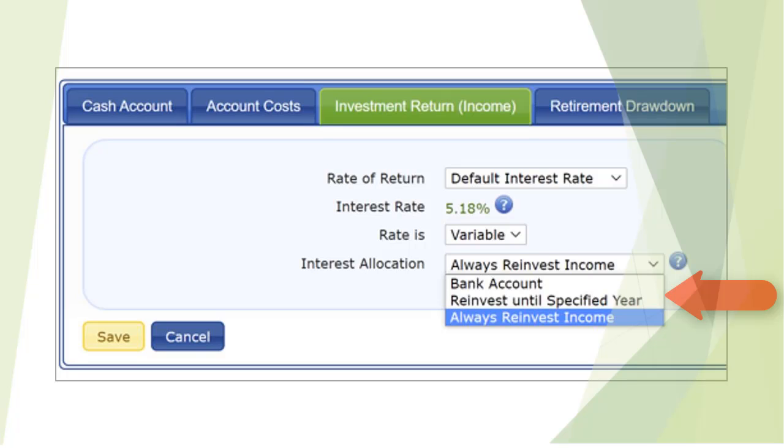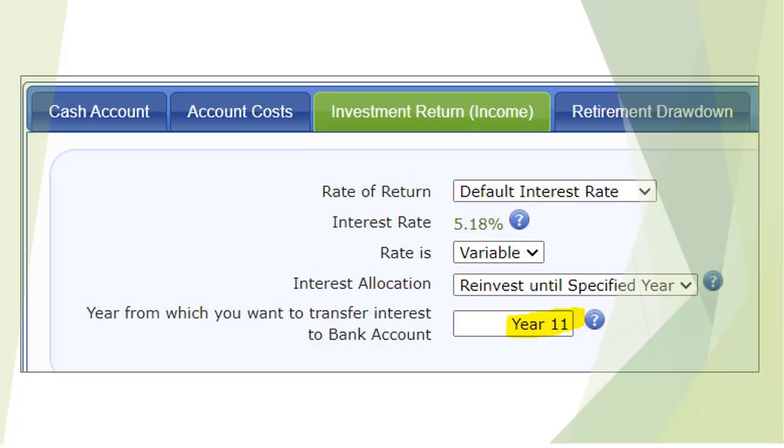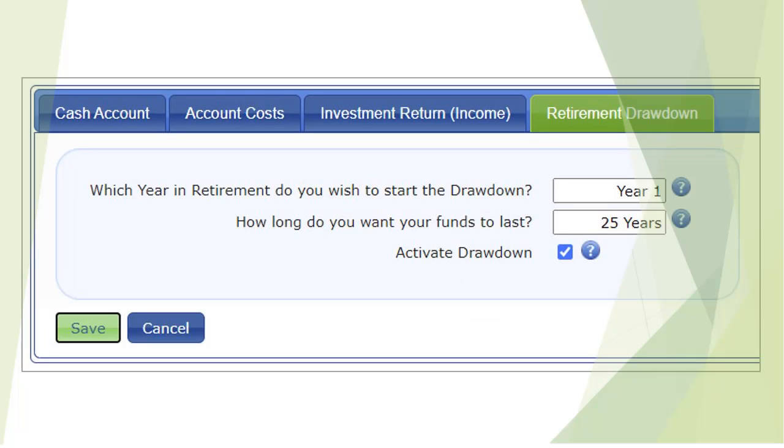Income from cash accounts may be transferred to the bank account. If the option to reinvest is selected, you can nominate a year in which you wish to transfer the income to the bank account. In this example, the income is going to be reinvested until year 11, the start of the retirement phase. In the drawdown, the number of years over which the funds are to last is nominated. The program always defaults to a drawdown of 25 years starting in year 1, but the drawdown is not activated.